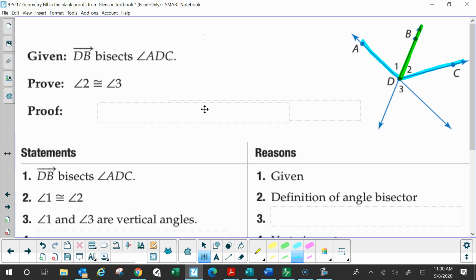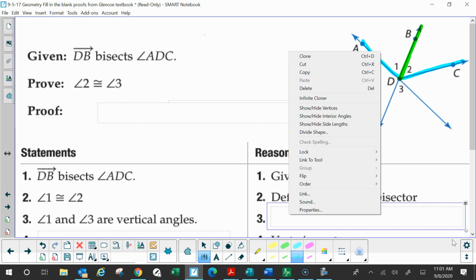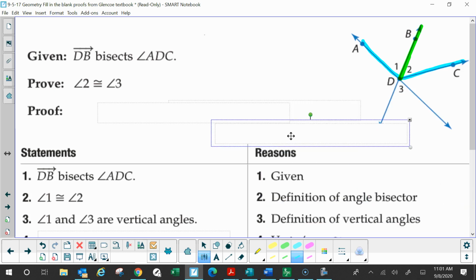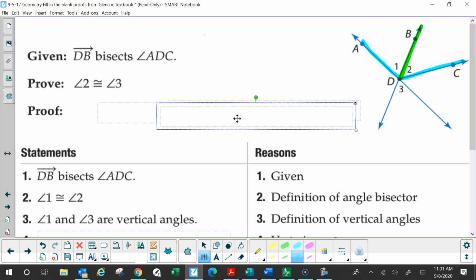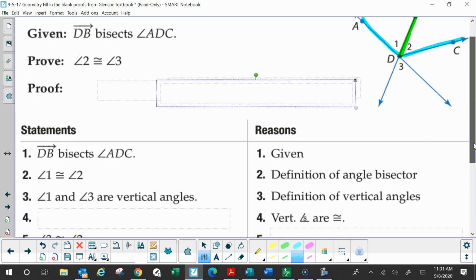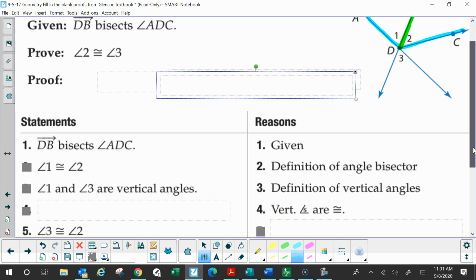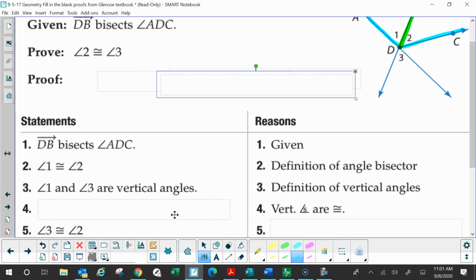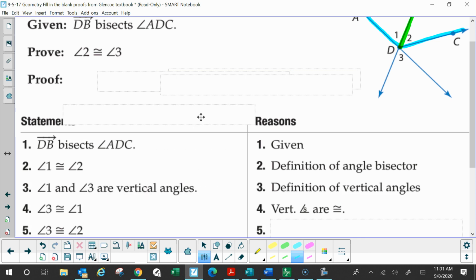Then what allows us to say number 3? Angle 1 and angle 3 are vertical angles. What allows you to say that? Yep. Definition of vertical angles, or it may say vertical angle theorem here. So the next statement would just be angle 3 is congruent to angle 1 because vertical angles are congruent.